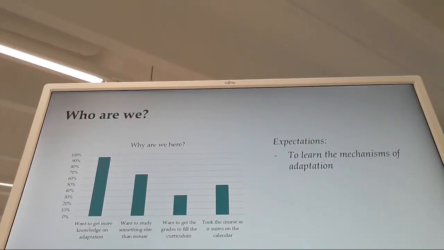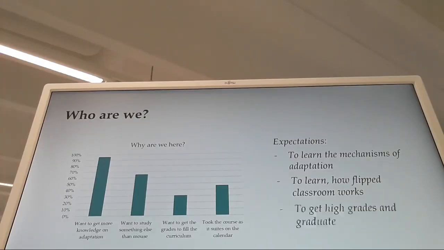And you had some expectations. Most of you wanted to learn the mechanisms of adaptation, and some wanted to experience flipped classroom courses, because they have never been in one. And some were even here to get high grades to graduate. So we have different kinds of backgrounds, different background knowledge on these subjects, and different goals. Some are here to get the grades to graduate, and that's fine with me also.